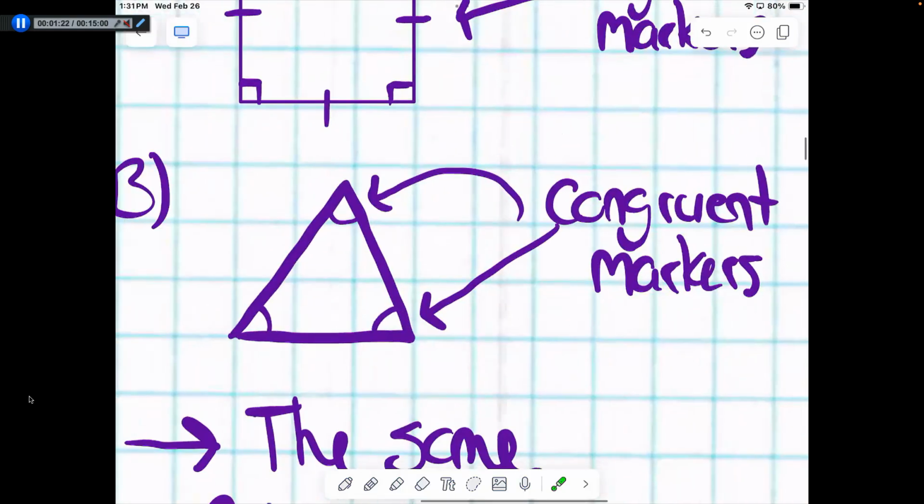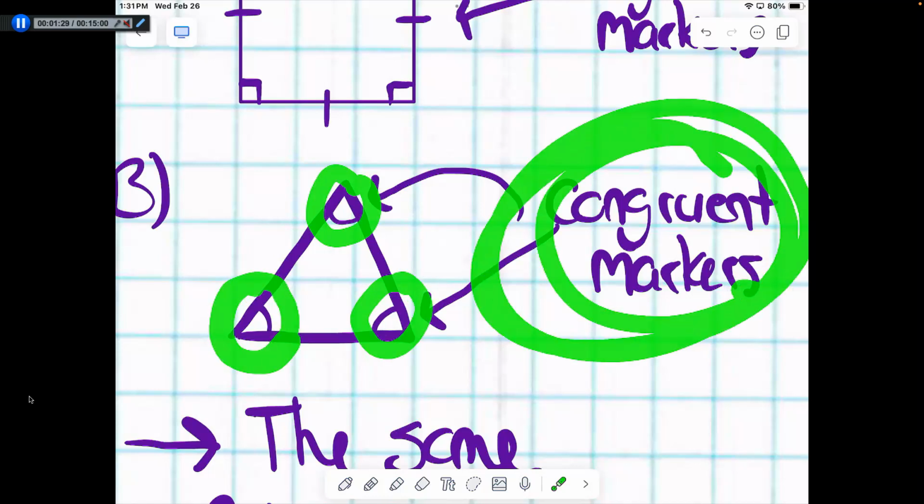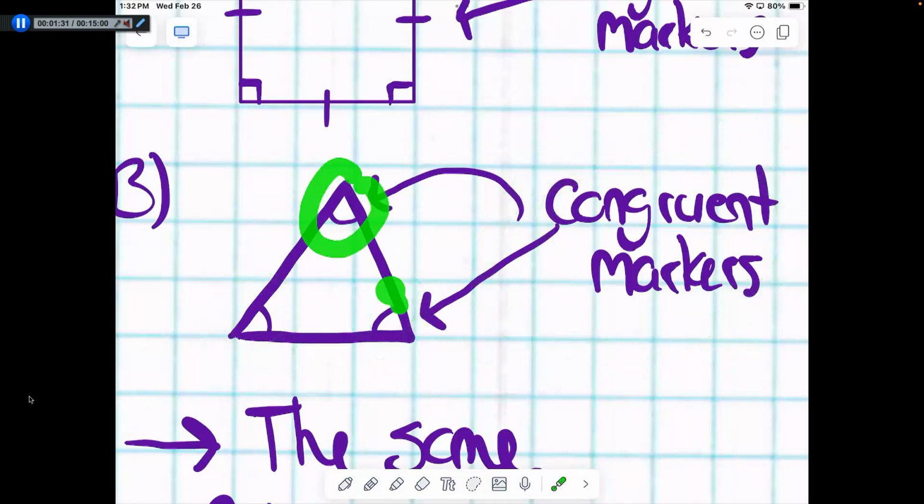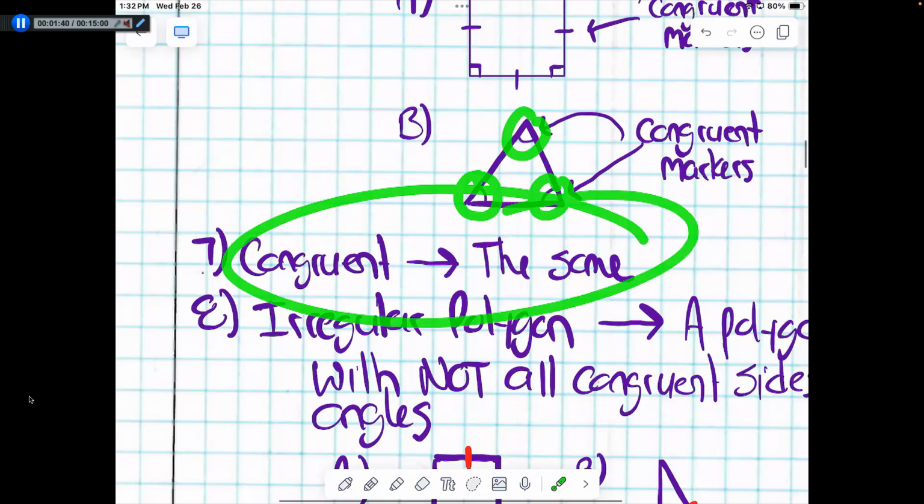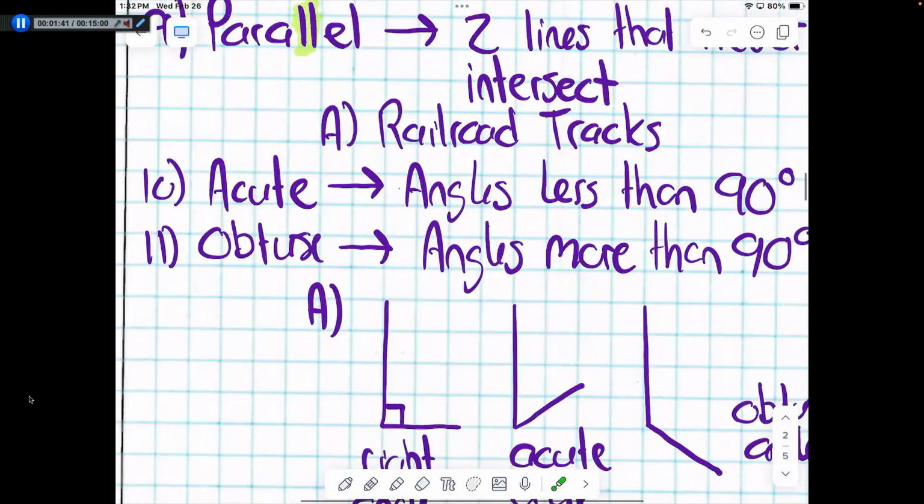Yes. Except for, now this is a triangle, but it doesn't have a right angle marker, but it has these angle markers, which we also call congruent markers, right? Yes. What is it telling me about this part, and this part of the triangle? They're the same. The angle measurements are the same, right? Yeah. What does congruent mean again? Same.